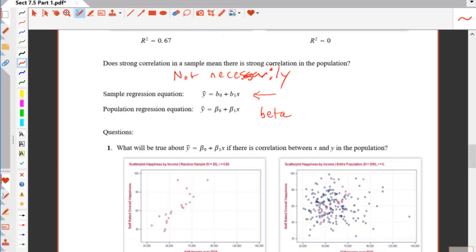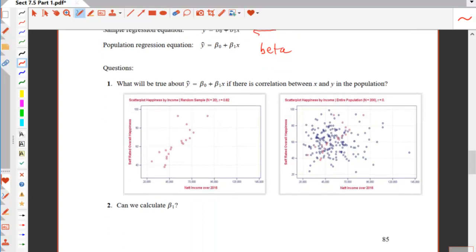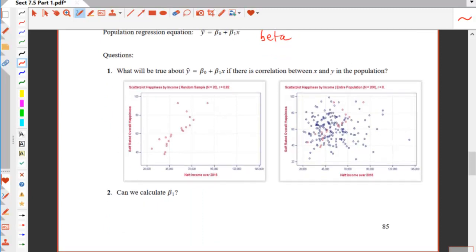Now back to our question about correlation. What will be true about the population regression equation if there is correlation between the independent and dependent variable, in this case, between head length and weight of the bears? So now let me reuse these pictures for different purposes. Forget about where they come from.